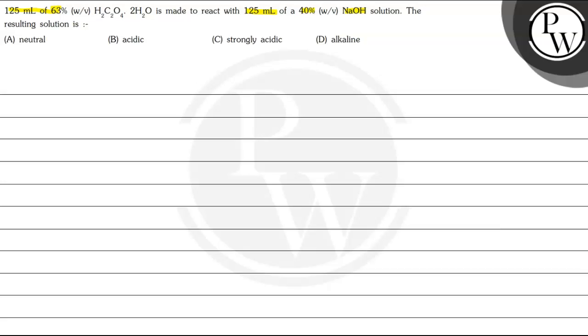Okay, so for normality or concentration, the formula is weight upon equivalent weight into 1000 upon volume in milliliter. Okay, first of all we are going to calculate normality for H2C2O4.2H2O.